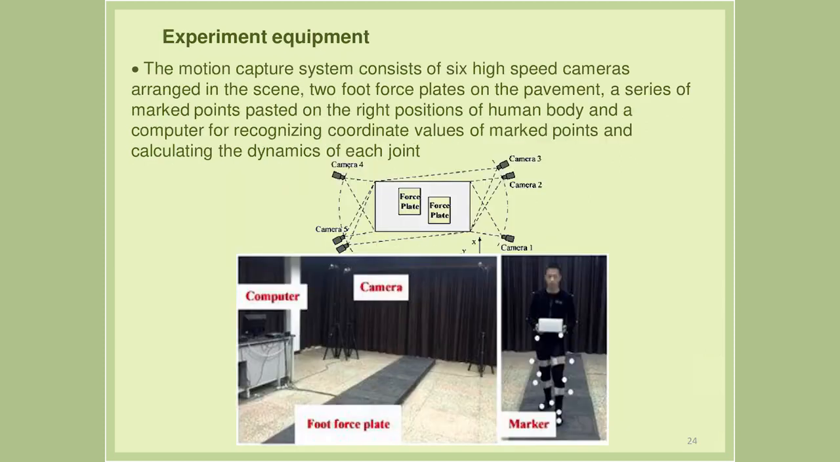The motion capture system consists of 6 high-speed cameras arranged in the scene, 2 foot force plates on the pavement, a series of marked points pasted on the right positions of the human body, and a computer for recognizing coordinate values of marked points and calculating the dynamics of each joint.